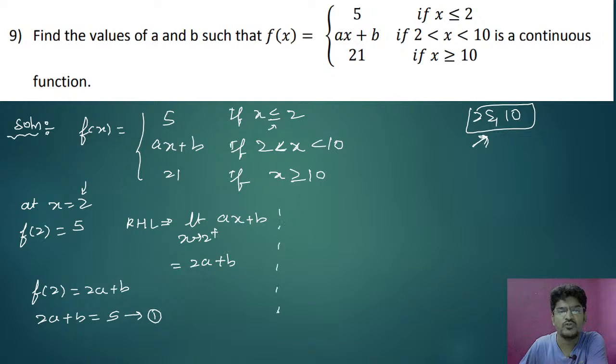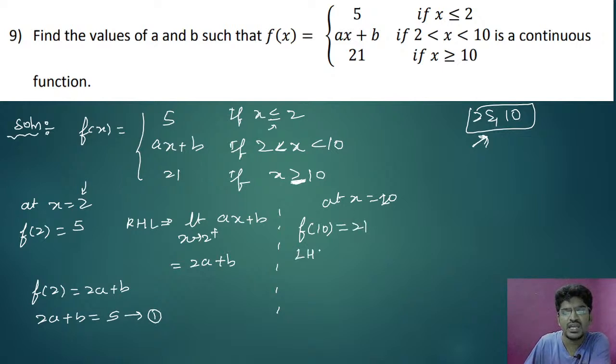Now let us go for x equal to 10. At x equal to 10, you can see that first you find f of 10. See here, the equal sign is present at this point. F of 10 will be 21.